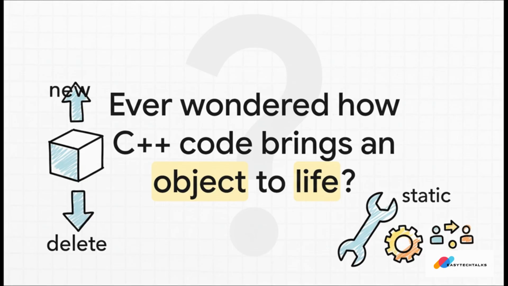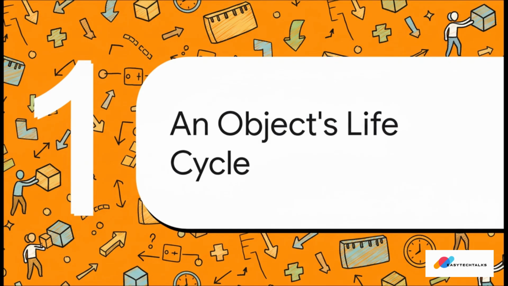When you write a simple line of C++ code to create an object, what is actually going on under the hood? I mean, where does this thing live in your computer's memory? And more importantly, how long does it stick around? You see, to really get a grip on C++, you have to think of every single object as having its own little life story. It has a beginning, a middle, and an end. It's born, it does its job, and then, poof, it's gone.